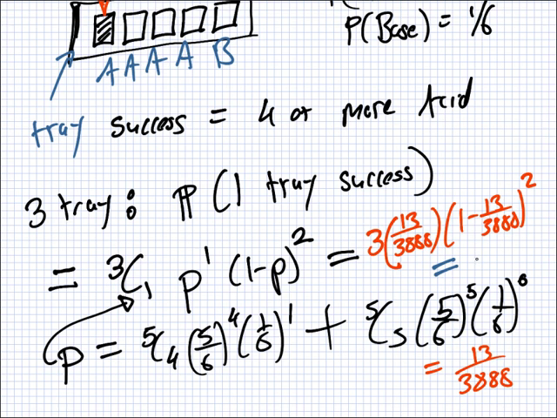So it's about 1%, is it? Nearly 1%. It's a little bit short of 1%.